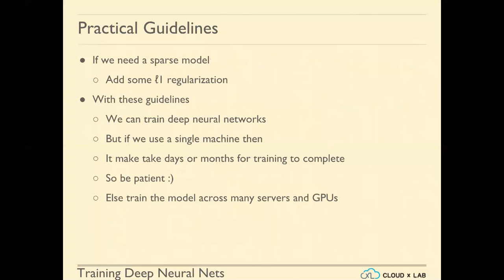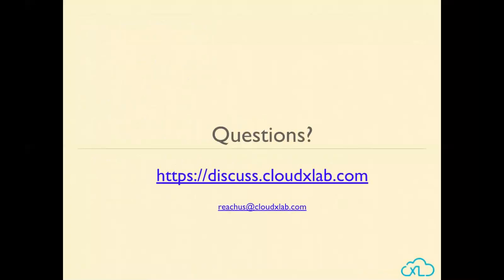If we need a sparse model, add some L1 regularization. With these techniques, we can train a deep neural network. But if we use a single machine, it may take days or months for training to complete, so be patient, or train the model across servers and GPUs. So that's pretty much for the training model.